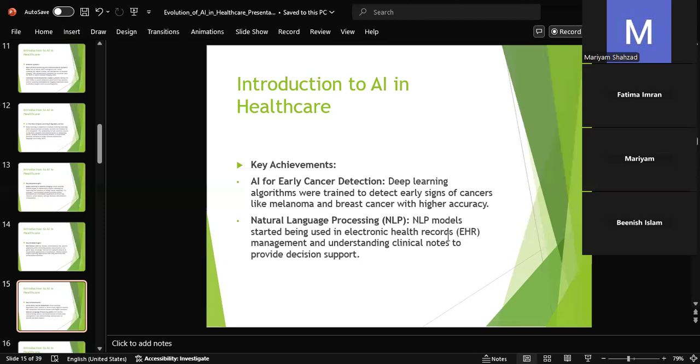So NLP models started being used in electronic health records management and understanding clinical notes to provide decision support. In electronic health records, so we're having once again less than 1 minute.